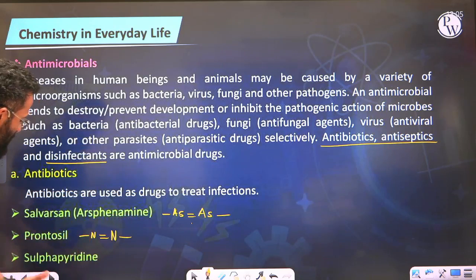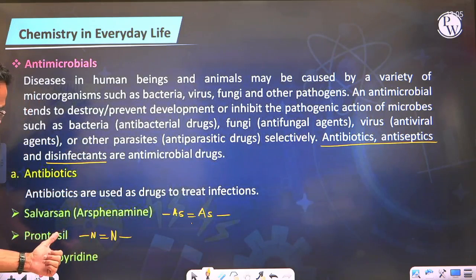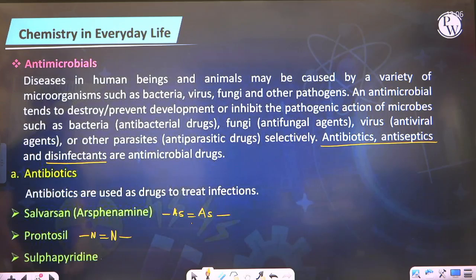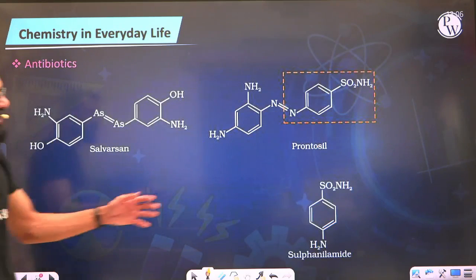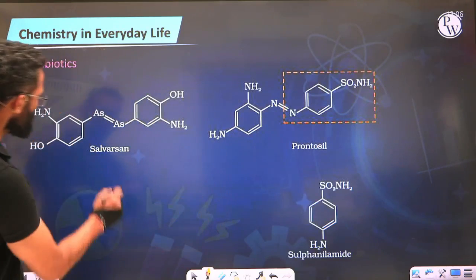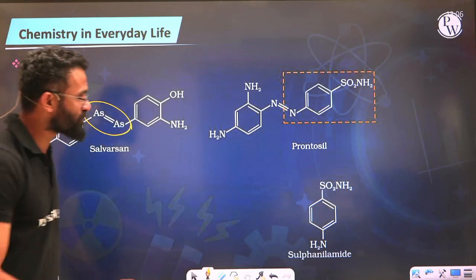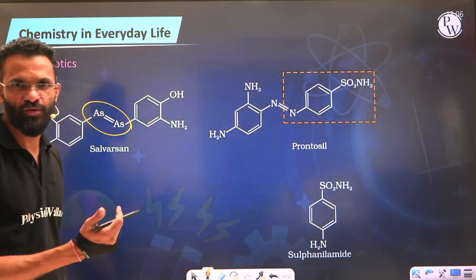So we started using the next medicine, that is Prontosil. Other than that, there is another drug which is used as antibiotic called sulfapyridine. Let me show you the structures of salvarsan and Prontosil. If you see here, this is salvarsan carrying an arsenic double bond. You're not supposed to remember the structure, but at least you need to know the data.